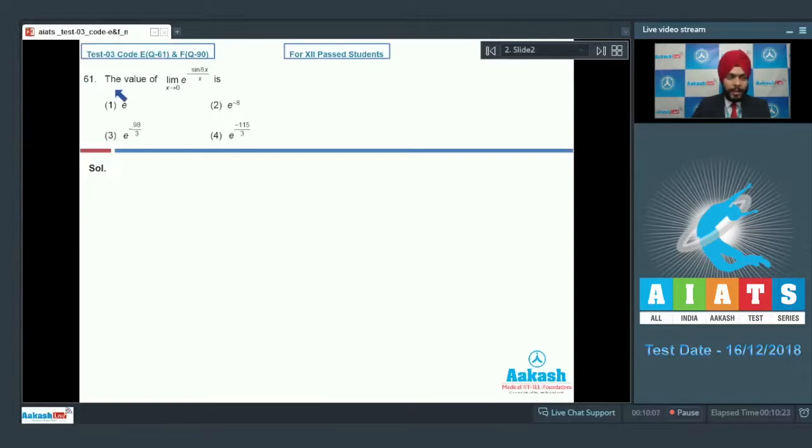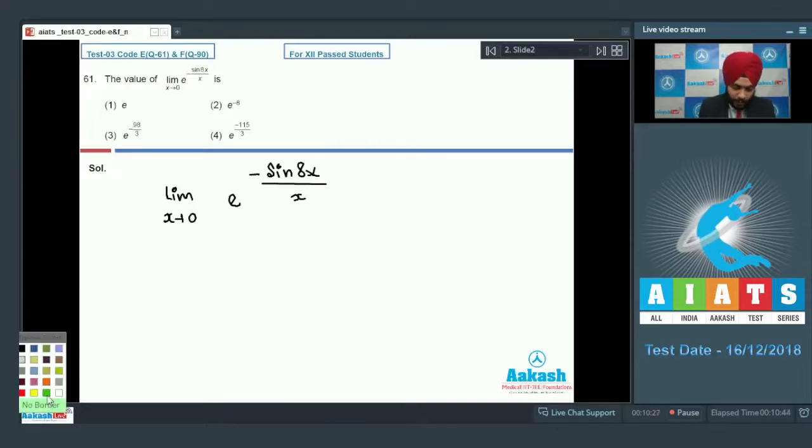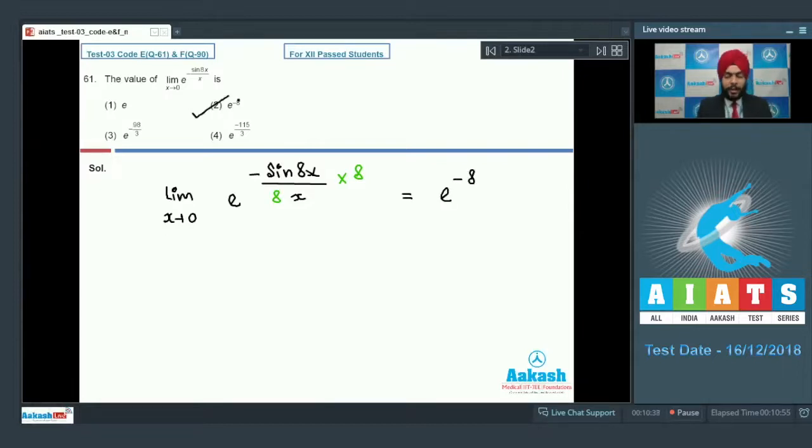A very simple question based on limits. It says that the value of limit x tends to 0 of e raised to power minus sine 8x upon x. So we know that while dealing with questions of this type, we need sine 0 divided by 0. So if it is sine 8x in the numerator, I need to multiply by 8 and divide by 8 so as to get the standard trigonometric limit. The answer will directly come out to be equal to e raised to the power minus 8, which means that option number 2 is correct. A very easy question to start. Let us move on to 62.